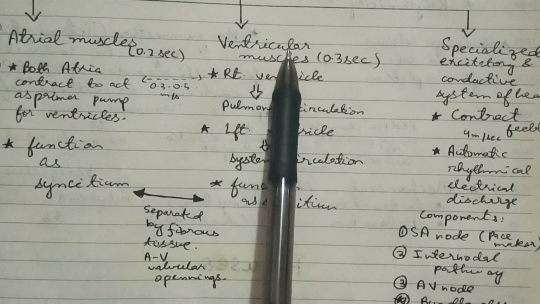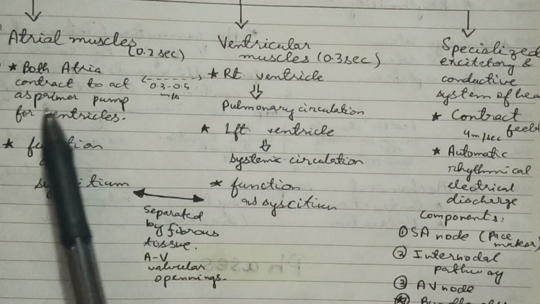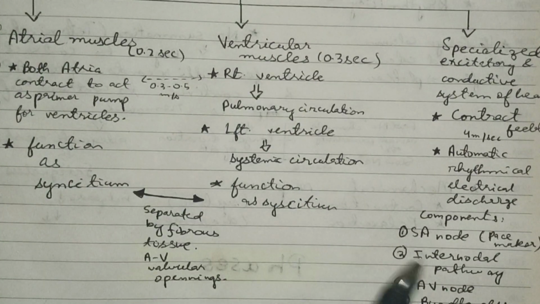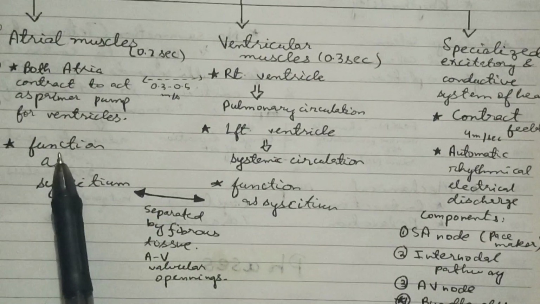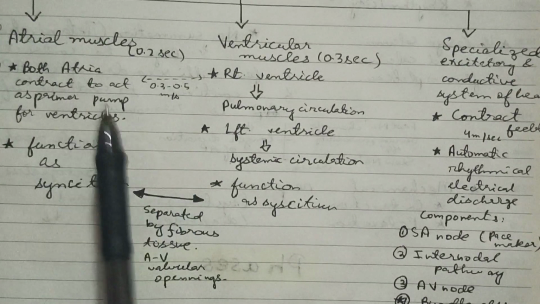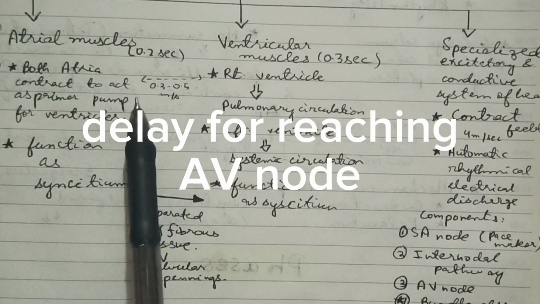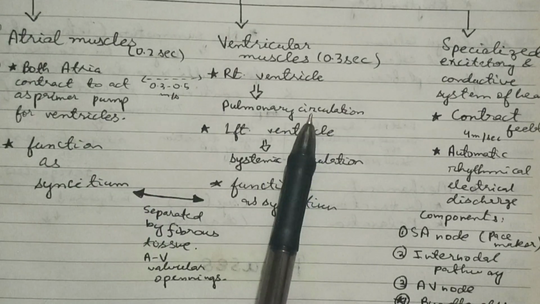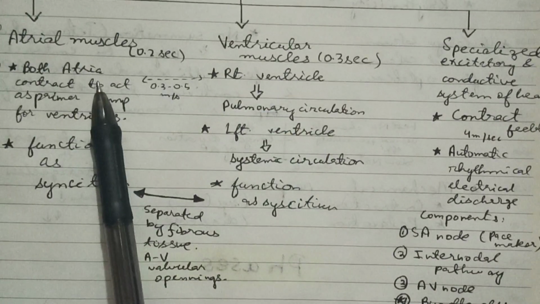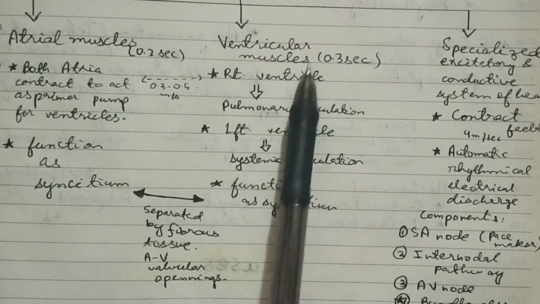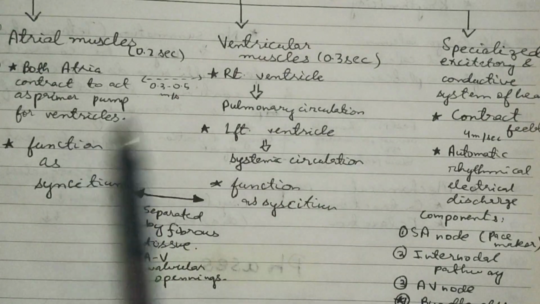stimulate the ventricular muscles. Once the atrial muscles have contracted, there will be a delay because the SA node is in the atrium. So the atria will contract first, and then there will be a delay of about 0.1 seconds, and then the ventricular muscles will also contract. The duration of contraction of atrial muscles is 0.2 seconds, while the duration of contraction of ventricular muscles is 0.3 seconds. Now both of them are functioning as a syncytium.